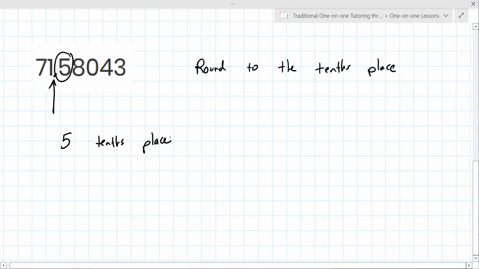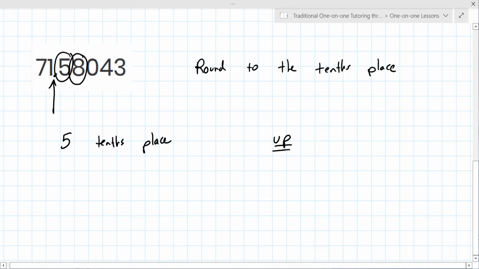Okay. So you look just to the right of 5. What digit is there? What number is there just to the right of 5? 8. Does 8 round up or down? It rounds up. Okay. So we know that this rounds up. We'll just write that word here now.